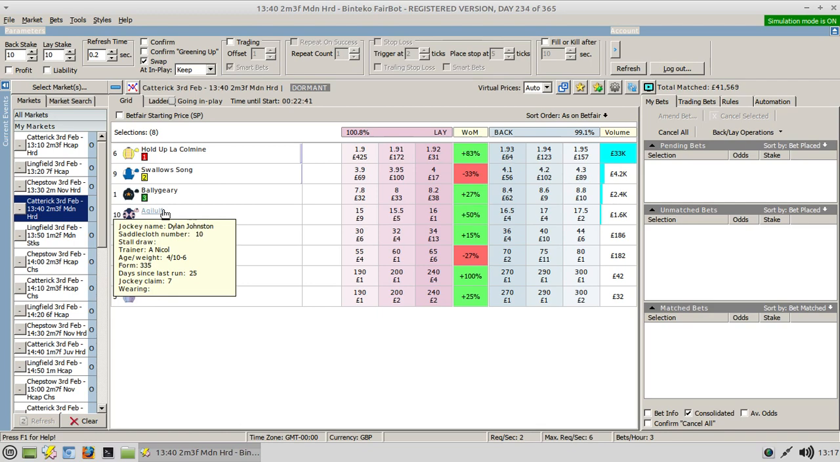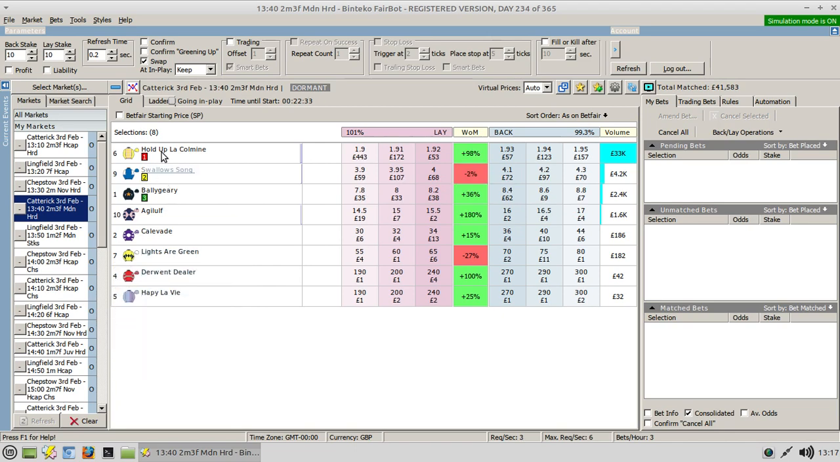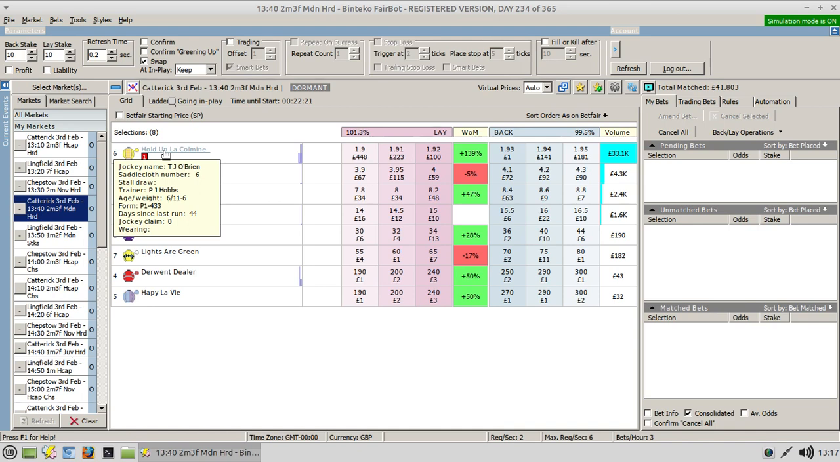Okay, here's a potential one that we're looking at. This isn't necessarily a race, but I'll explain why in a minute. Okay, so you'll see the favourite here, Hold Up La Coal Mine. Its past 3 runs was a 433. Now what you do is you take those 3 digits and you add them together. And if it's 12 or less, it's a potential pick. The lower, the better. But 12 would be the limit.